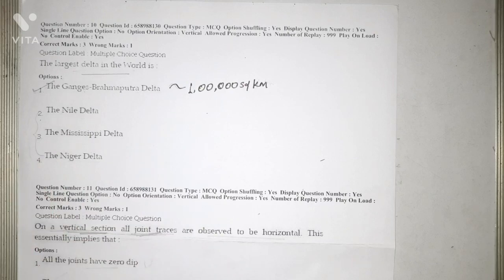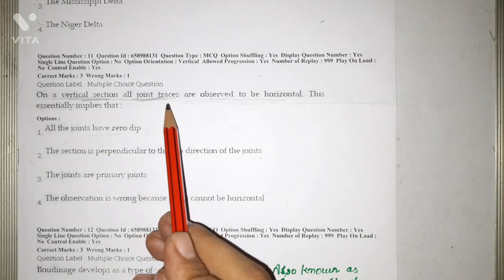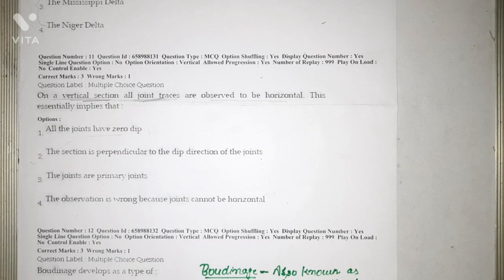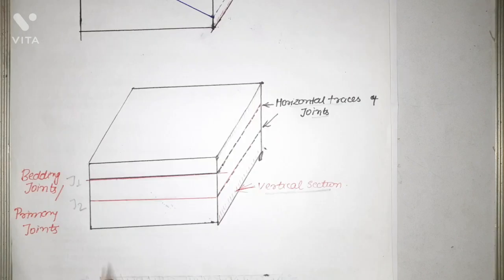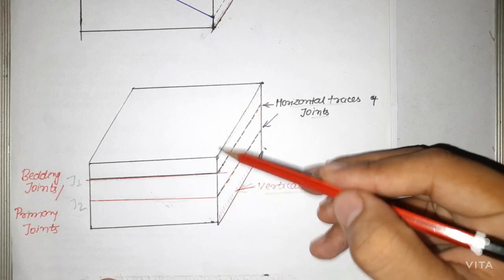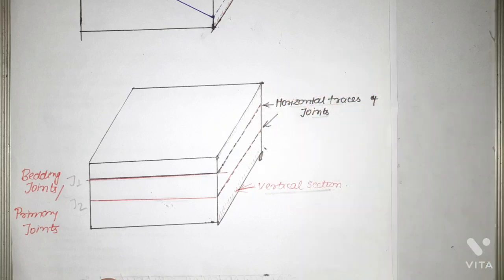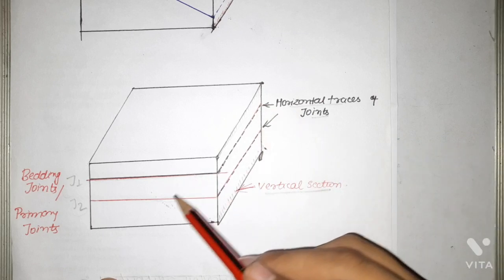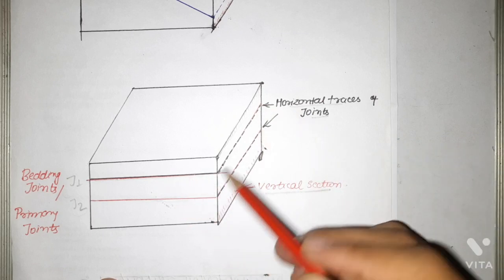Now, coming to the next question. On a vertical section, all joint traces are observed to be horizontal. This essentially implies that. Now, the first option says all the joints have zero dip. If you look at this block, all the joints, say J1 and J2, have zero dip, that is, these are horizontal. Consider their traces, that is, their impressions on a vertical section, let us say a vertical section of a road cutting or railway cutting. Then the traces of these joints J1 and J2, which have zero dip, will be horizontal.